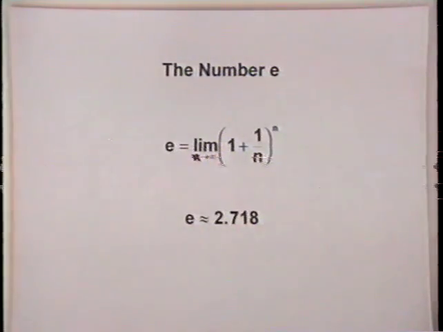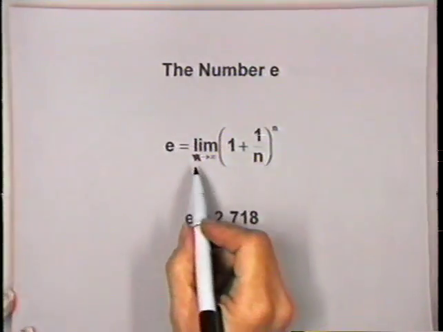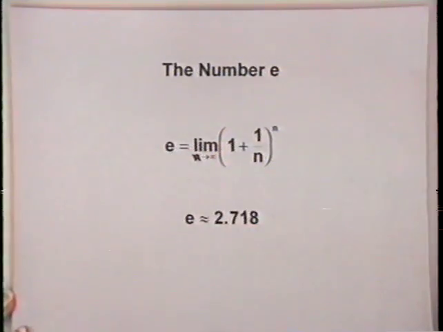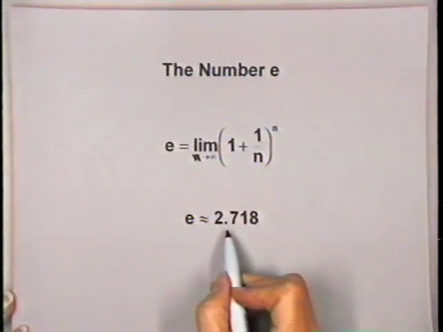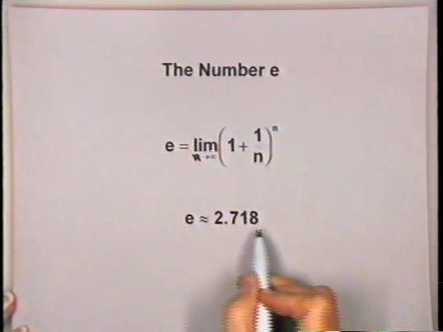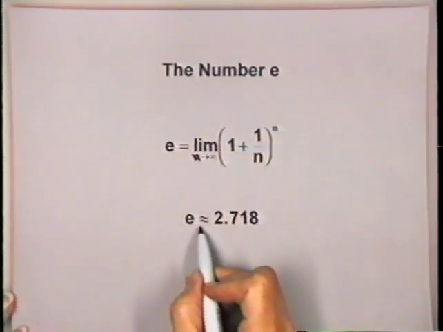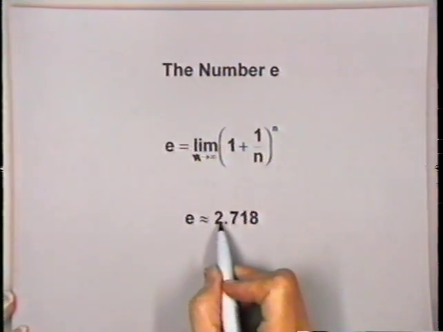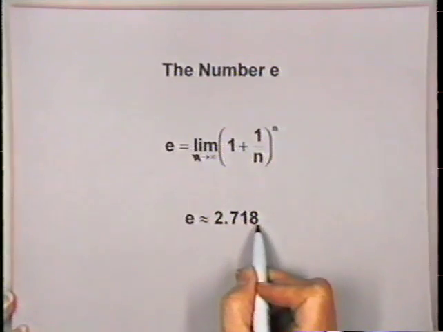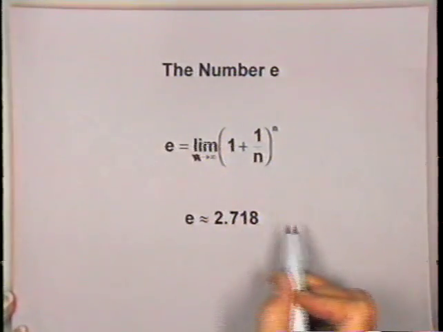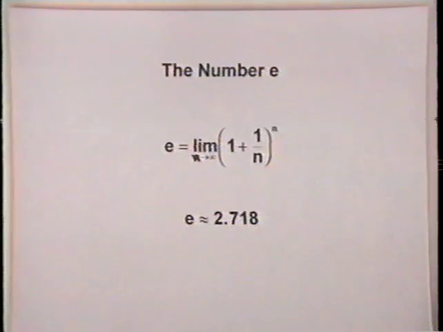Now, if you want to look in your textbook, you'll find that they do some calculations using various values of n here, and it turns out that as you do these calculations, you can see that the value of e sort of tends to settle in, and you'll notice here I have e is approximately equal to 2.718. Now, there are many more decimal places in the number e, but we're not going to remember those at this point.